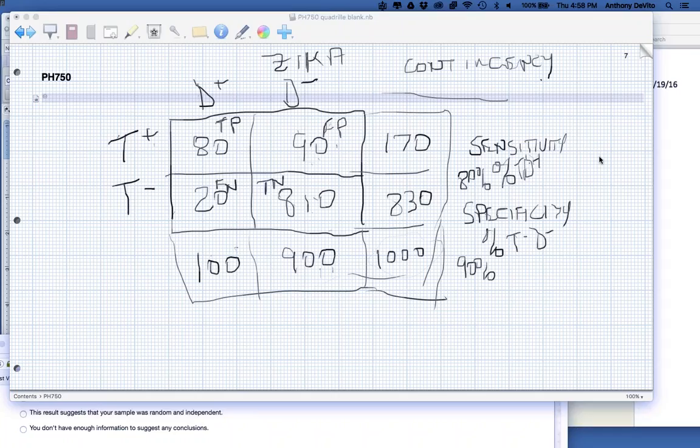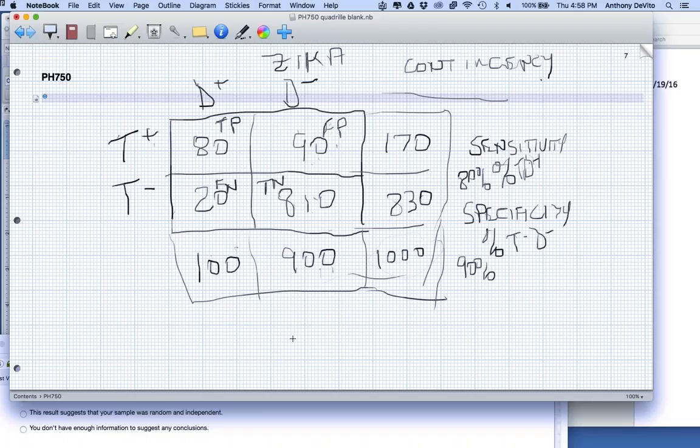Well, is this a perfect test? No, it's not. Let's take a look at the likelihood that if you test positive, you have the disease. Remember, we're looking at the total number of outcomes that we're after over the total number of possible outcomes. So how many people tested positive? 170. And out of that 170, how many of them really have the disease? 80, right? So only 80 out of 170.